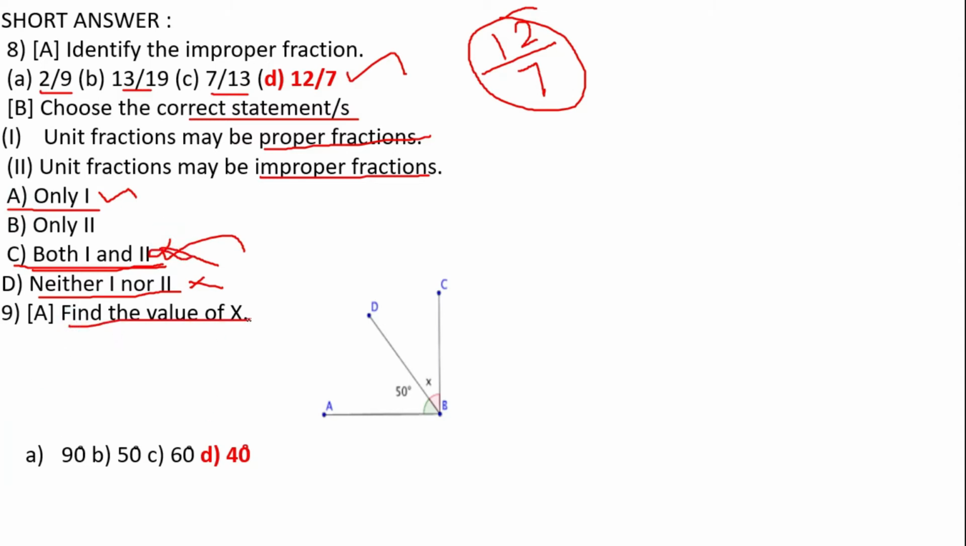Find the value of x. Here, what is the angle x? Here you can see A, B, C. It is actually totally 90 degree. So 90 degree minus this 50 degree you have to subtract. Minus 50 degree. You will get the answer 40 degree. So angle x is 40 degree.